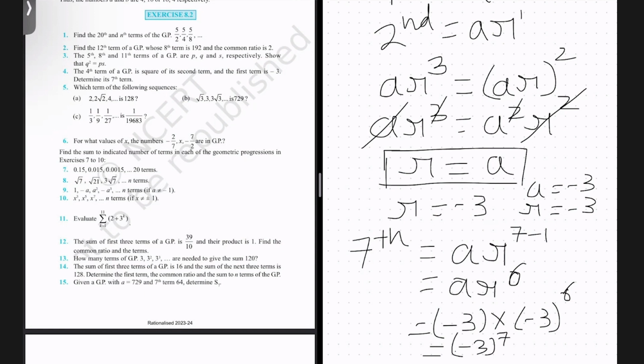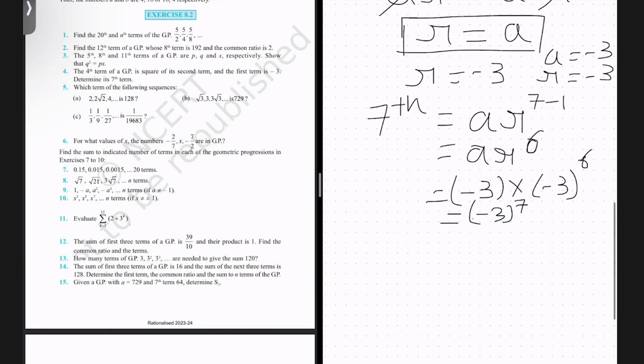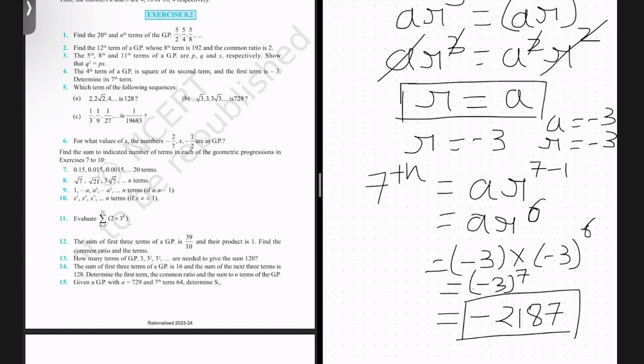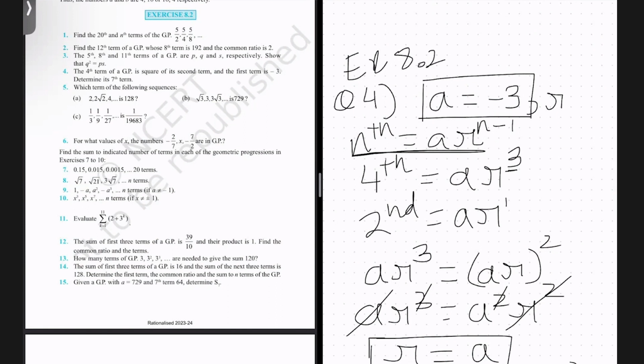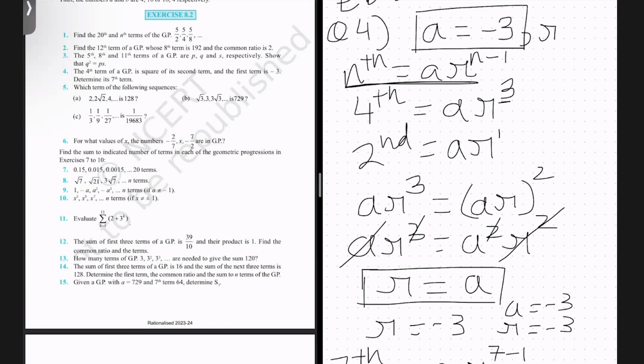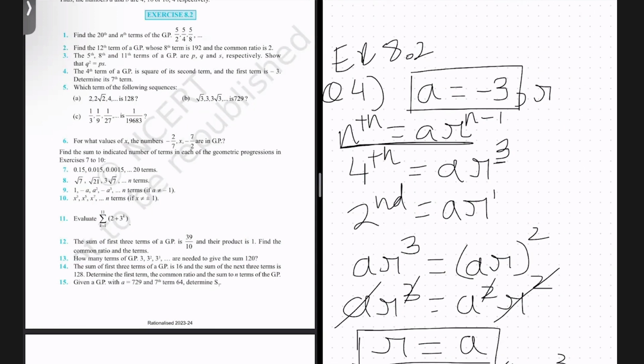When you finally calculate this, the final answer that you're going to arrive at is minus 2187, and that is going to be your answer. Minus 2187 is the seventh term of the GP whose first term is minus 3, and the common ratio is also minus 3. Correct? And that was the fourth question for you all.